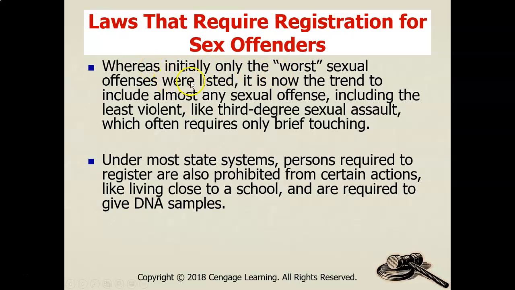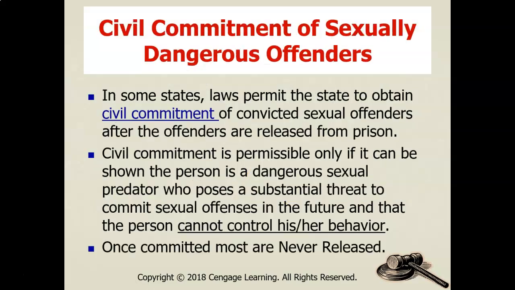Initially only the worst sexual offenses were listed. Now the trend is to include almost all sexual offenses, and that has changed depending on what state you're in, which ones they have to register for, which ones they don't. Under most state systems, persons required to register are also prohibited from certain actions. They can only live a certain distance from a school, daycare, or park, depending on what the statute is. And usually they're required to provide photographs, DNA samples, addresses, telephone numbers, where they're driving, and descriptions of vehicles, information that can be used to keep track of these individuals.